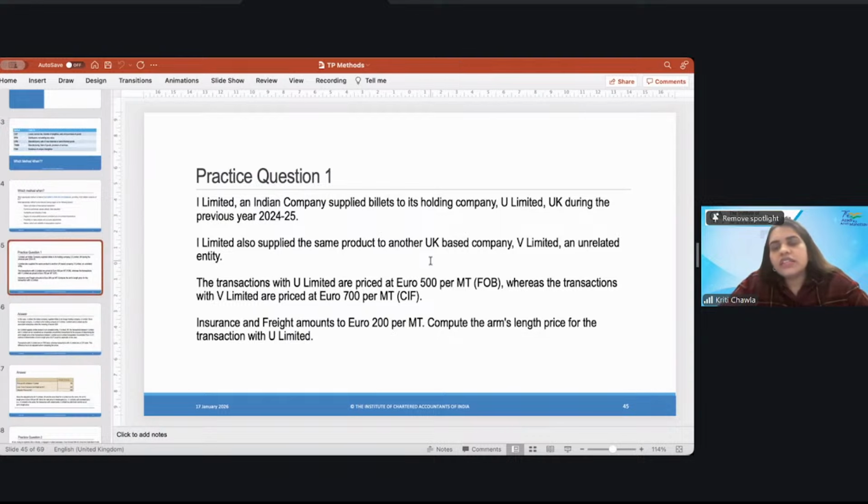Okay, looking at the preliminary understanding of this particular question, can you guess right now what is the method that will be useful in this situation? What is the method that you can use to compute the arm's length price? Yes, that's absolutely correct. There is an answer on the group which says, yes, the CUP method is what you can use in this particular situation.